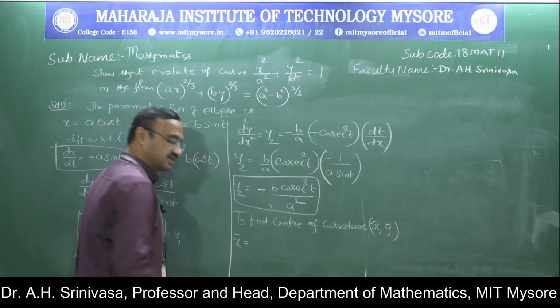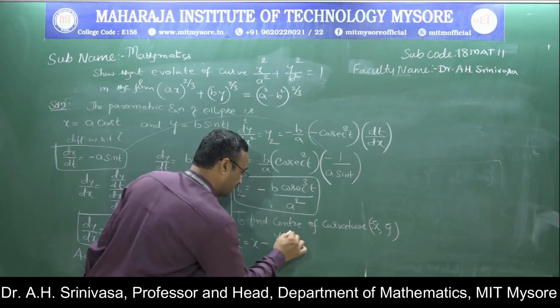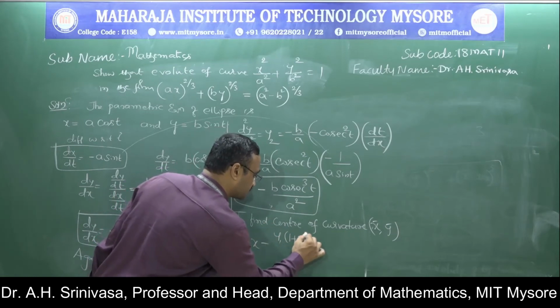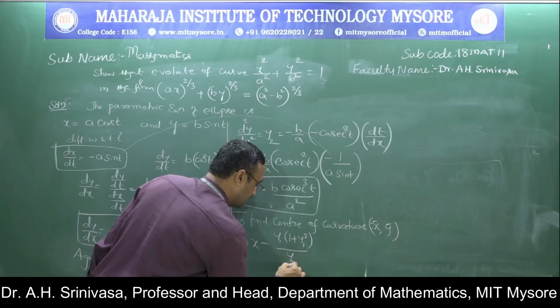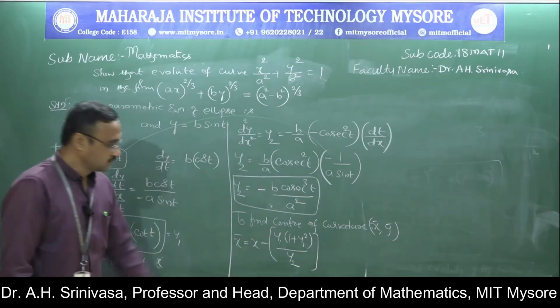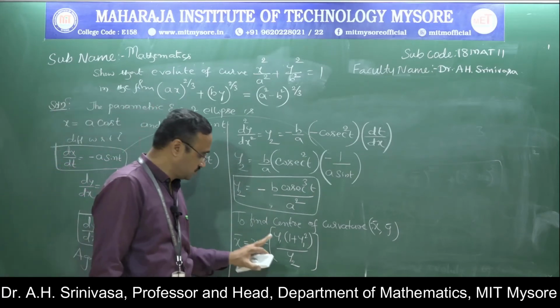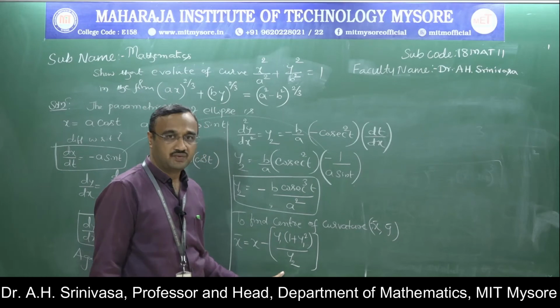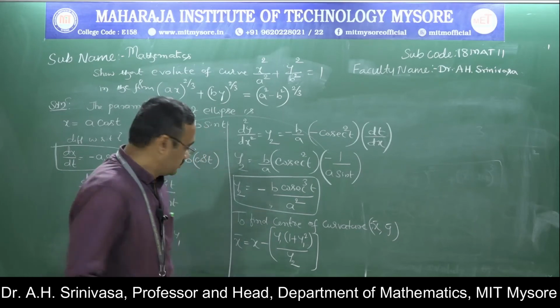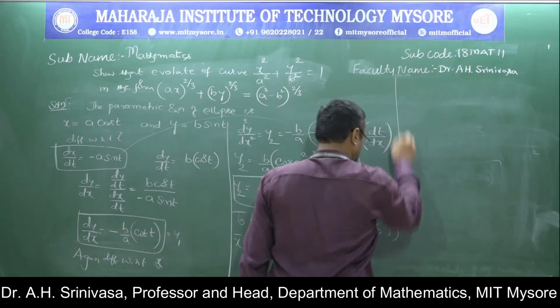X bar, I am writing the formula. X bar is x minus y1 into 1 plus y1 square, then all divided by y2. Now substitute the respective values. We know the x value, y1 value, y2 value. Using all this, I have to substitute here now. What do we get now here?